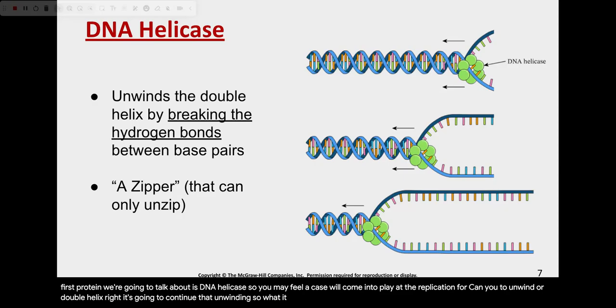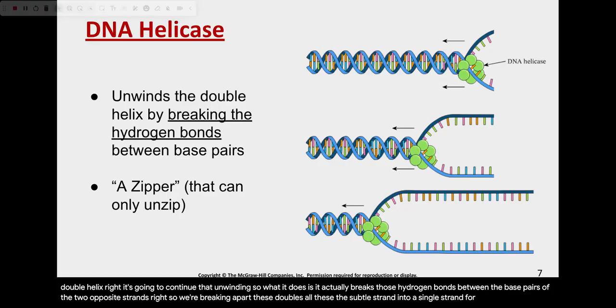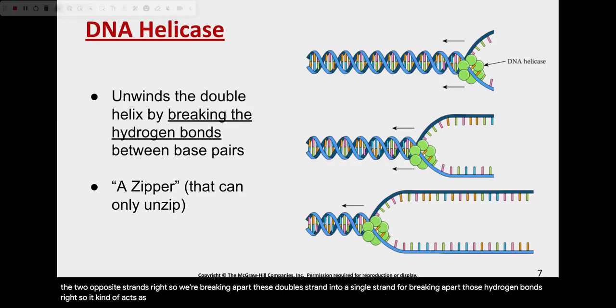What it does is it actually breaks those hydrogen bonds between the base pairs of the two opposite strands. So we're breaking apart this double strand into a single strand. We're breaking apart those hydrogen bonds. It kind of acts as a zipper. If you were zipping something up, that tag, that zipper that you pull, you can think of that as the helicase. It's going to unzip the double strand.